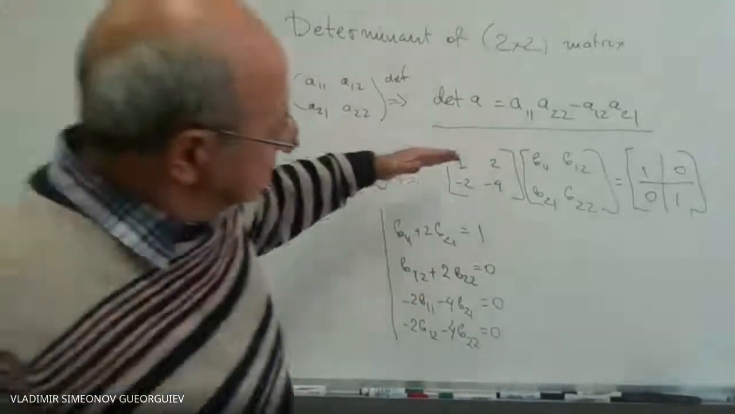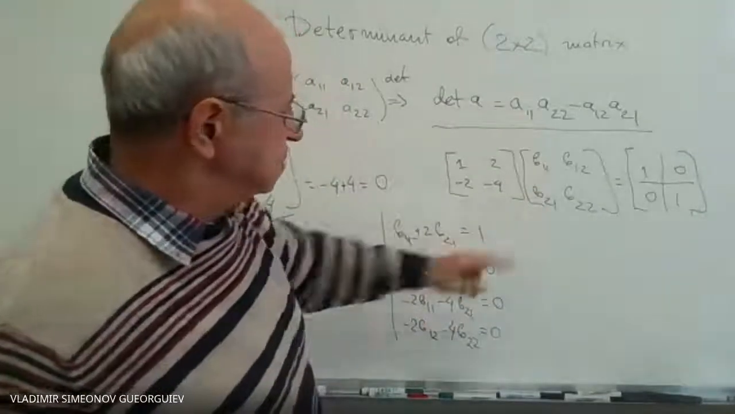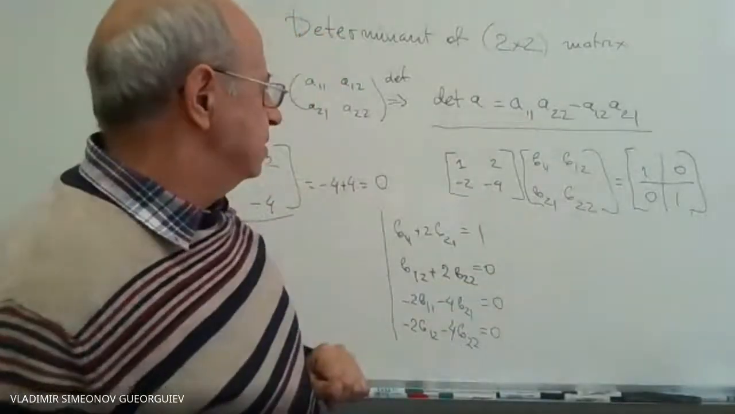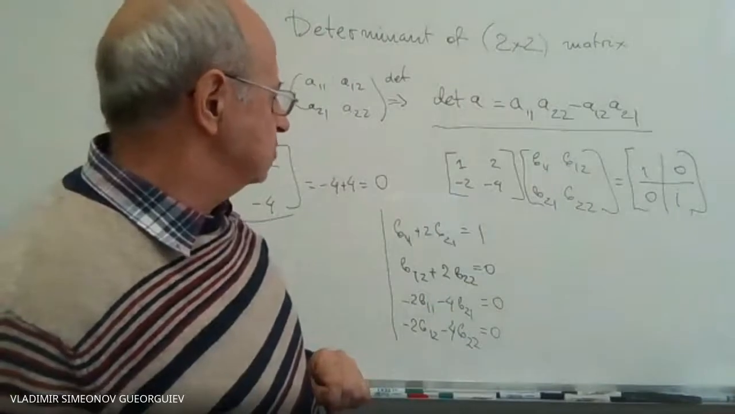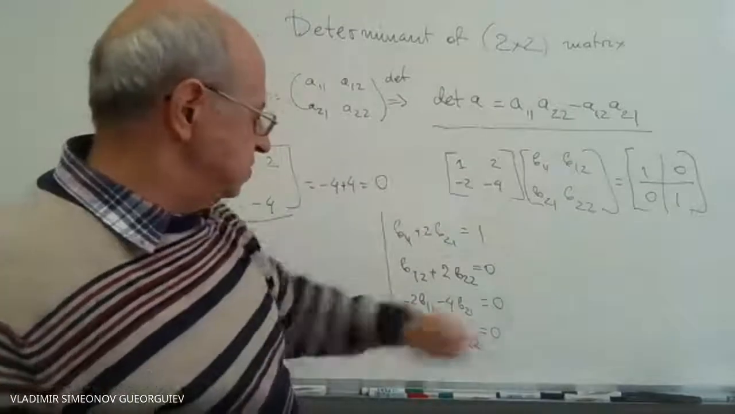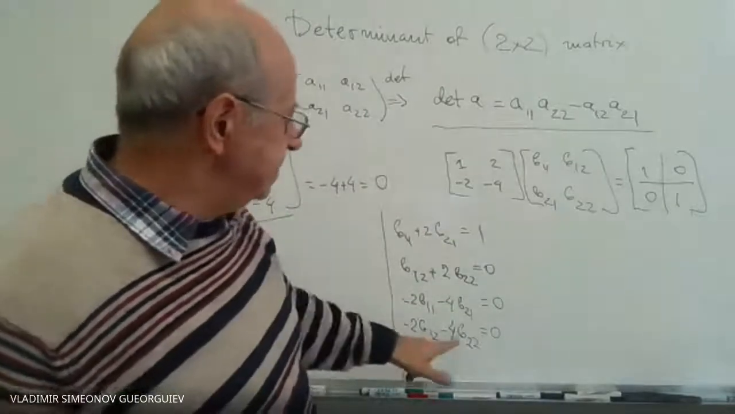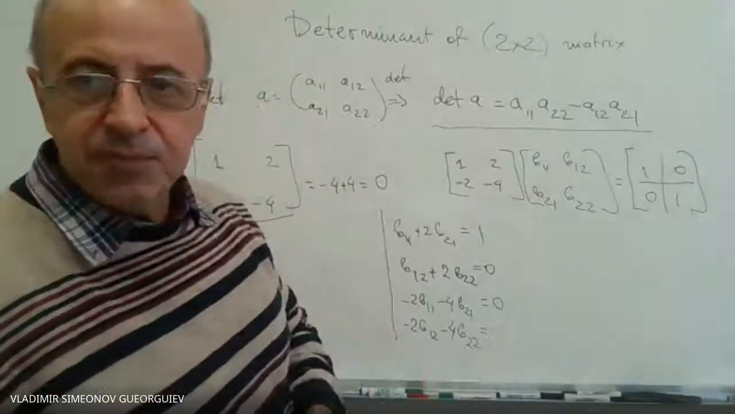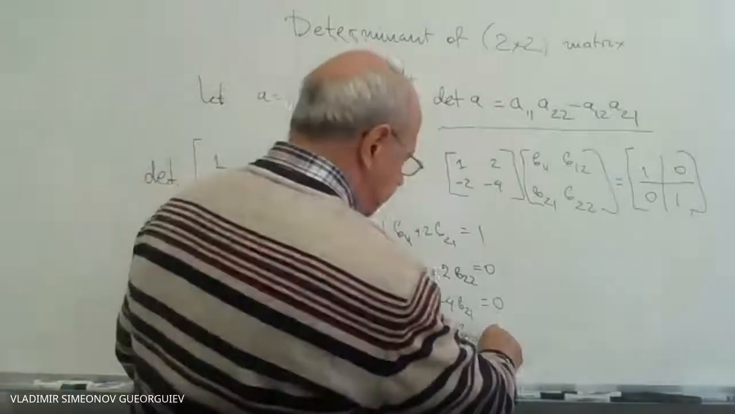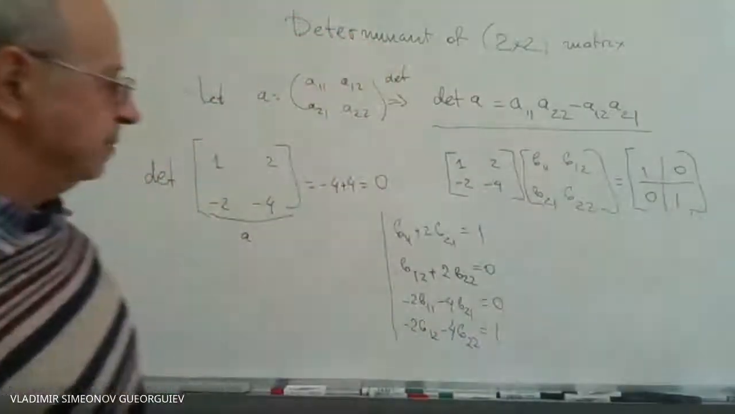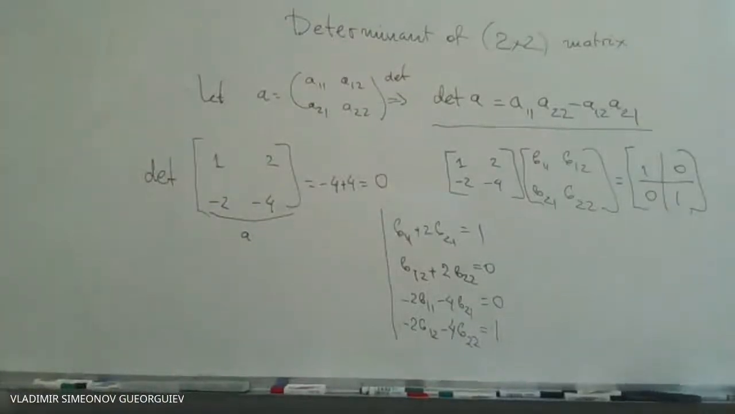So I take this row by this line is here. This shall be 1. This by this shall be B12 plus 2 shall be 0. This by this is 0. And this by this shall be, this has to be 1, because the last element, this by this, is 1. Let us see how we can treat this equation.